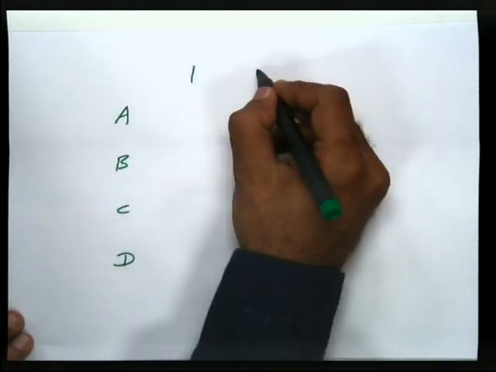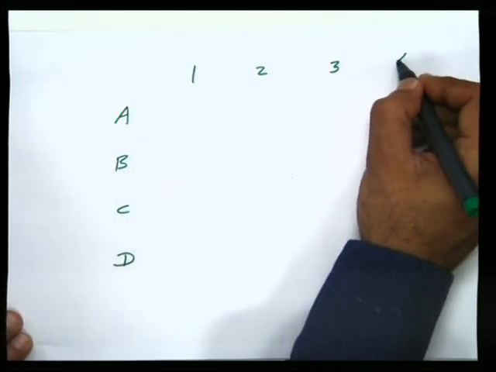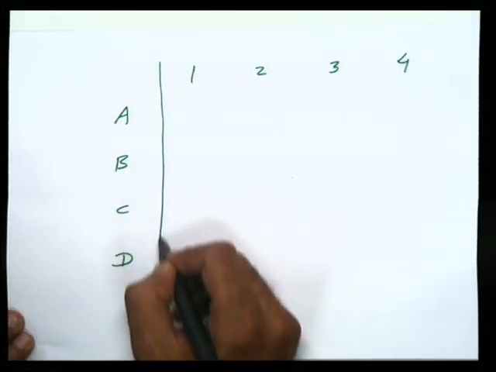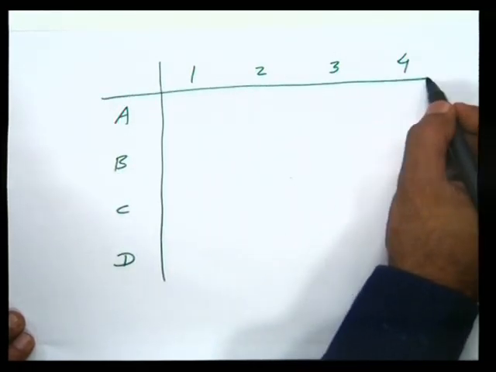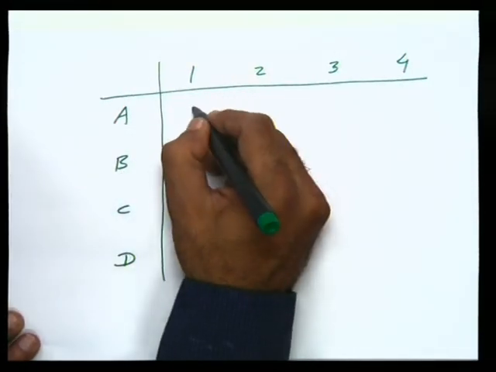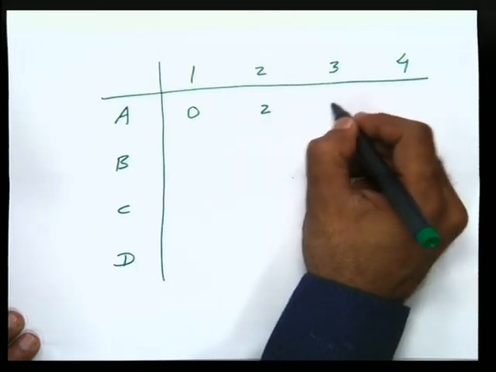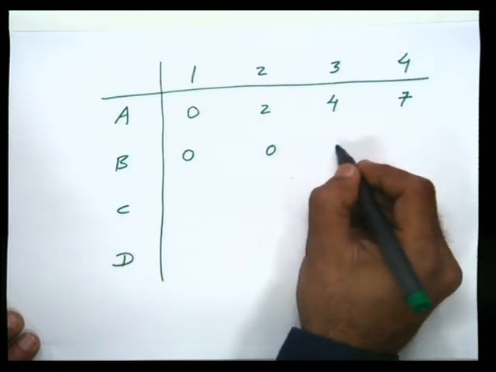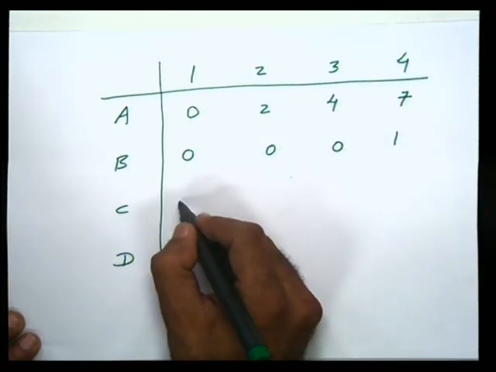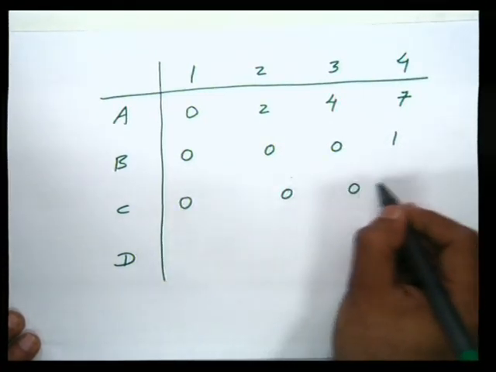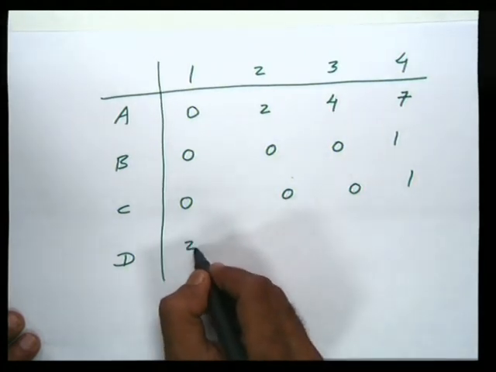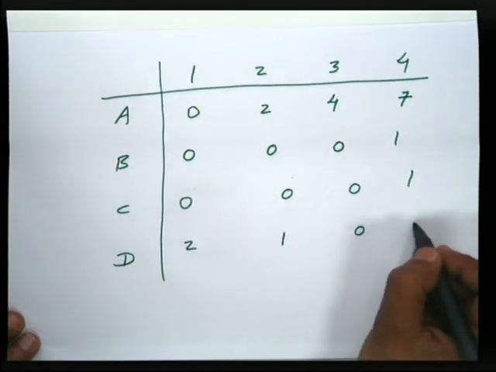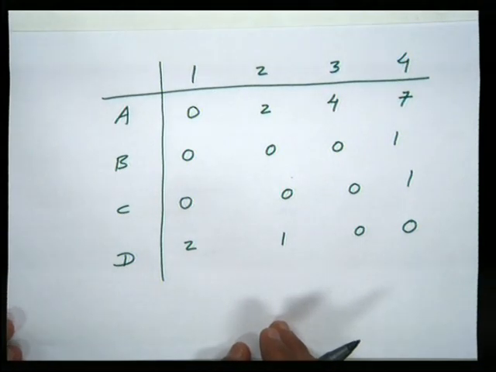B, C, D, 1, 2. By the time you must have started realizing that assigning jobs to people is not very easy. So these numbers are 0, 2, 2, 4, 4, 7, 7. Then 0, 0, 0, 1. Same. The third row is the same, and the last row is 1, 0, 0.